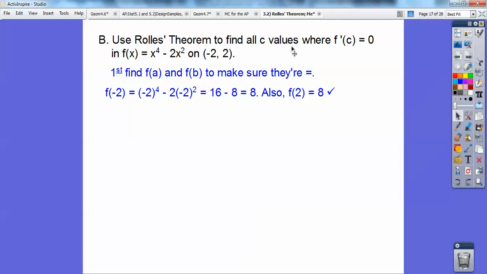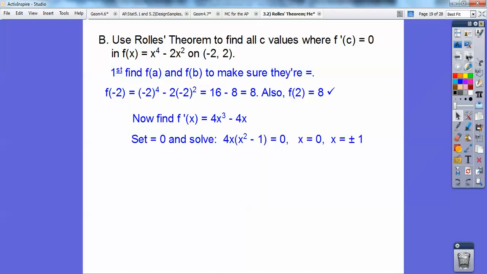So that's good. All right, and this is differentiable right there. So that's good right there. So now we're going to go ahead and find the derivative. Okay, so the derivative is going to be, here's the derivative right here, 4x cubed.